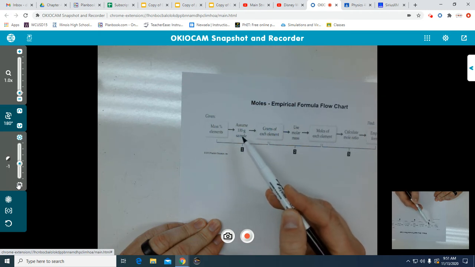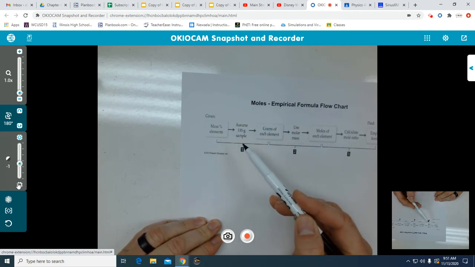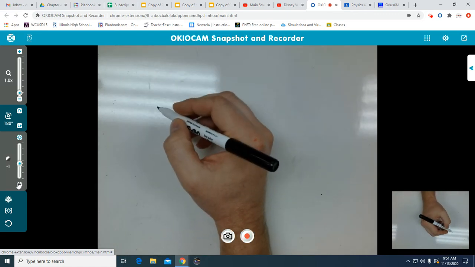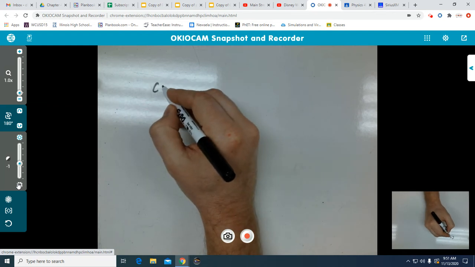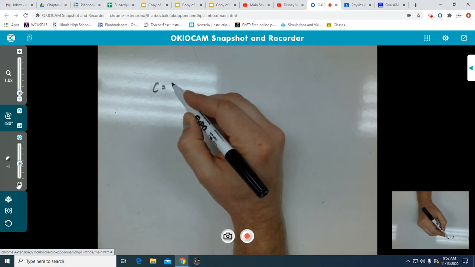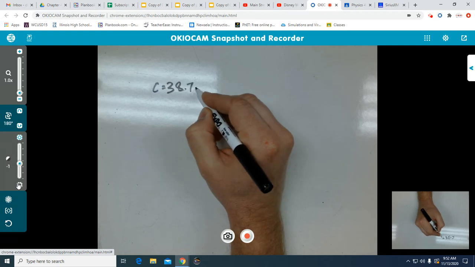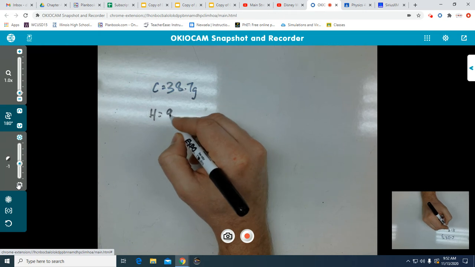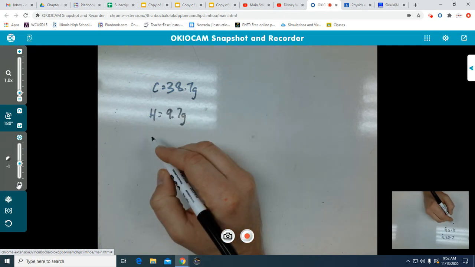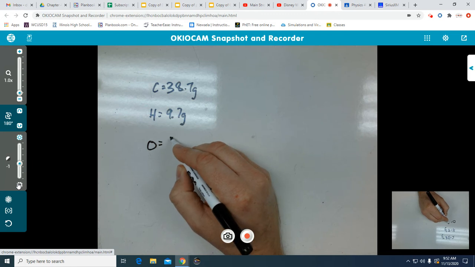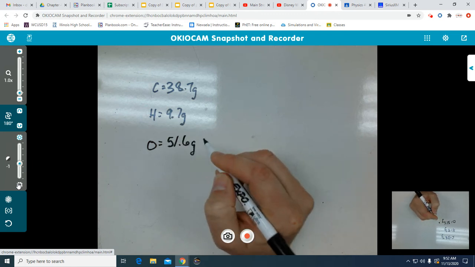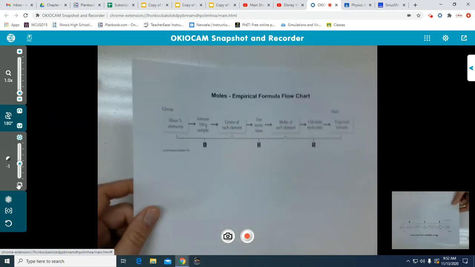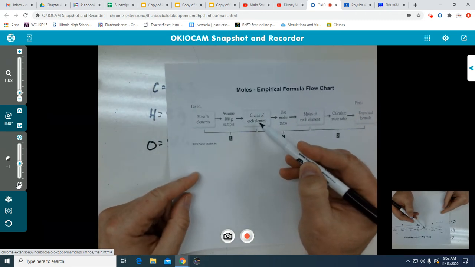And we're going to assume that we have a 100 gram sample. And so what that means is that for carbon, we have 38.7 grams. For hydrogen, we've got 9.7 grams. And for oxygen, we have 51.6 grams. Okay? And so, according to our step, that gets us to right here.